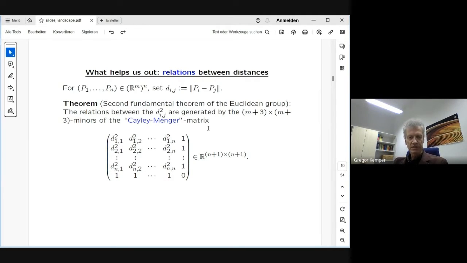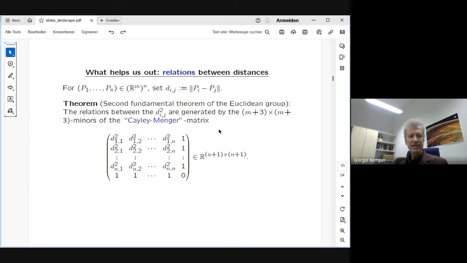And when you write down or classify the relations, that means you're giving a second fundamental theorem. So this would be the second fundamental theorem of the Euclidean group. The squared distances are generating invariants, and these are the relations given by the, as it happens, m plus 3 times m plus 3 minors of this matrix.